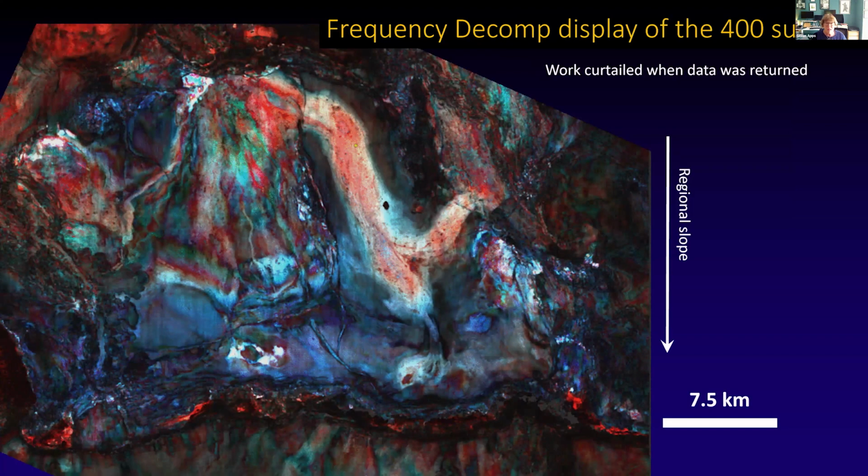So this is a beautiful, if somewhat gory, frequency decomp display of the 400 surface. And unfortunately, work was curtailed for a couple of reasons. One is that the data was returned to Western GECO, and that was fundamental. But even prior to that, we were going to do a little more, actually slicing upwards from the 400 surface.